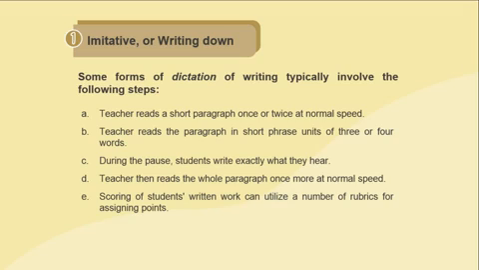Imitative or writing down. At the beginning level of learning to write, students will simply write down English letters, words, and possibly sentences in order to learn the conventions of the orthographic code. Some forms of dictation fall into this category, although dictation can serve to teach and test higher order processing as well. Dictations typically involve the following steps.